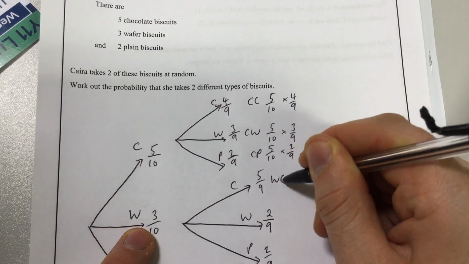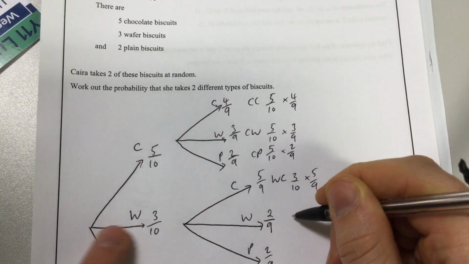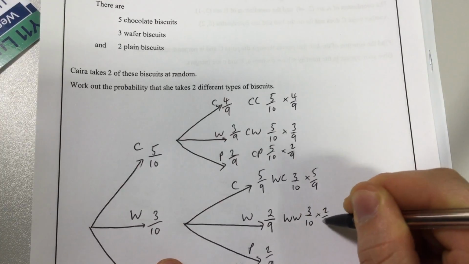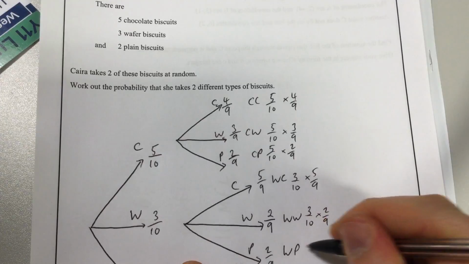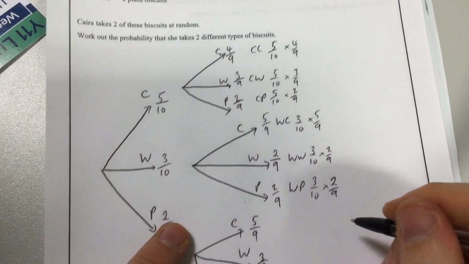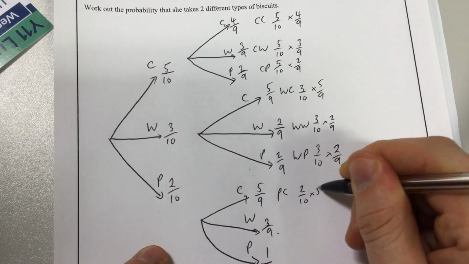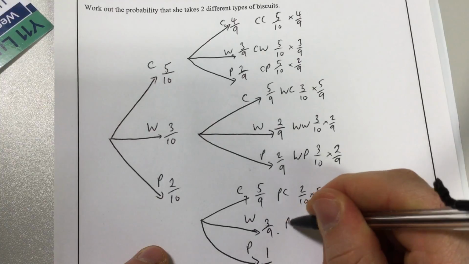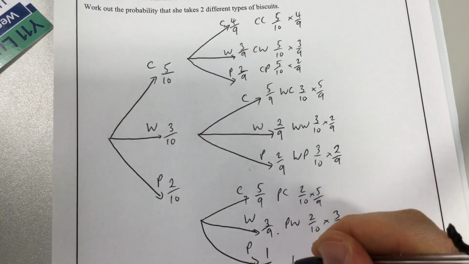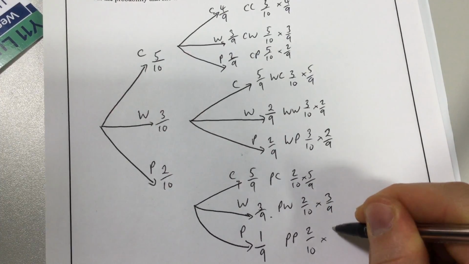Right, a wafer and a chocolate is going to be 3 out of 10 times by 5 out of 9. A wafer and a wafer is going to be 3 out of 10 times by 2 out of 9. A wafer and a plain is going to be 3 out of 10 times by 2 out of 9. There we go. And then come down here, plain and a chocolate is going to be 2 out of 10 times by 5 out of 9. Plain and a wafer is going to be 2 out of 10 times by 3 out of 9. And then a plain and a plain is going to be 2 out of 10 times by 1 out of 9.